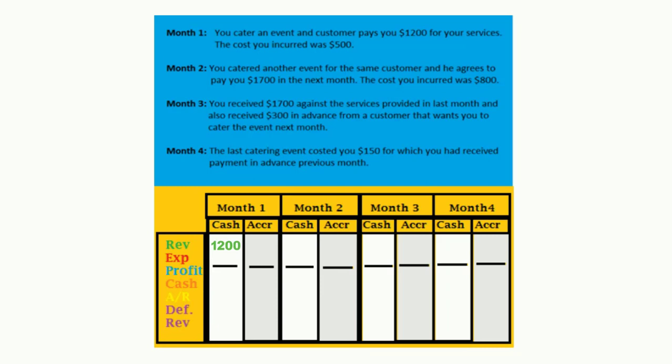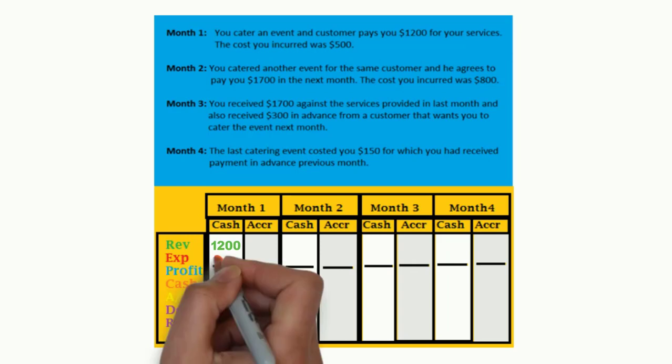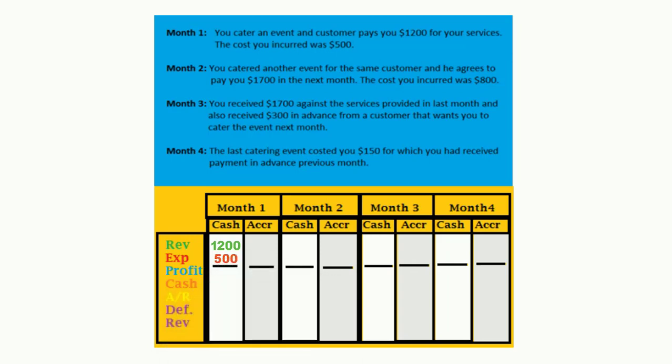And you get to spend $500 of that on supplies, and maybe you had to hire some help, and you had to pay yourself a salary. So if you got $1,200, and you used $500 of that, your profit here is $700. And if you started with no cash, your cash at the end of month 1 will now be $700.